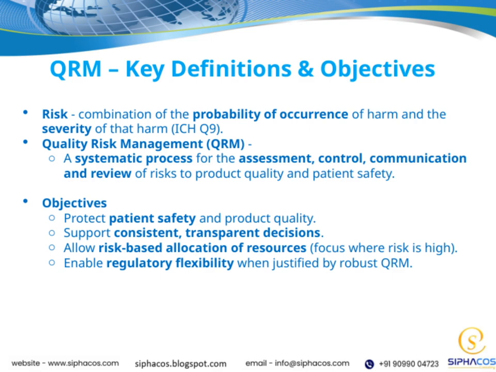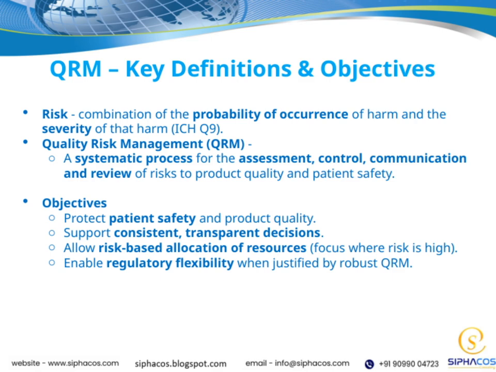Now, moving on to quality risk management, or QRM. This is a structured, systematic process. It involves assessing potential risks, controlling them, communicating about them, and reviewing the risks regularly. The main goal here is to ensure product quality and, most importantly, patient safety. The objectives of QRM are really central.